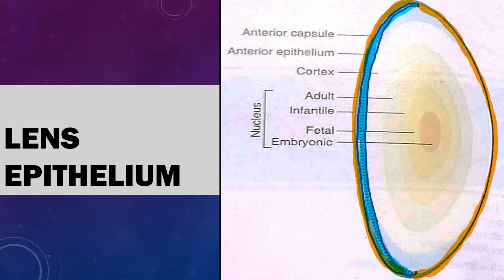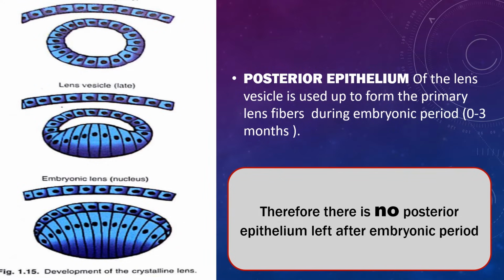Now let us discuss the lens epithelium. Here, do you remember that I told you that the posterior capsule is formed from the posterior lens fibers and not from the posterior epithelium? Why? Because we do not have a posterior epithelium.